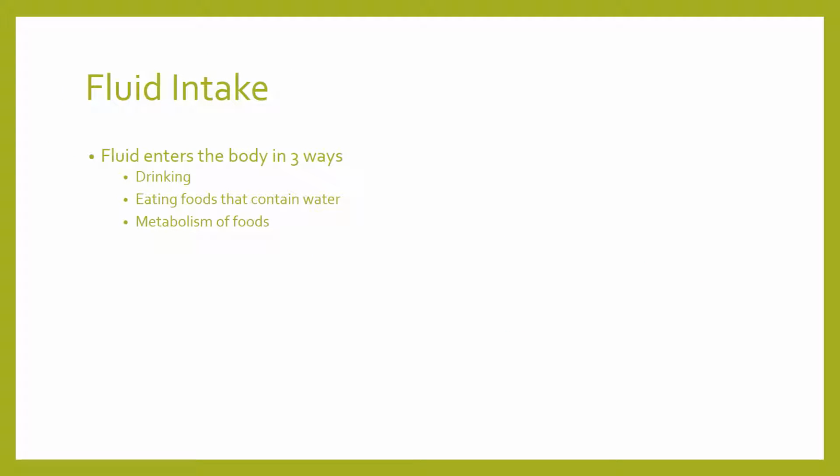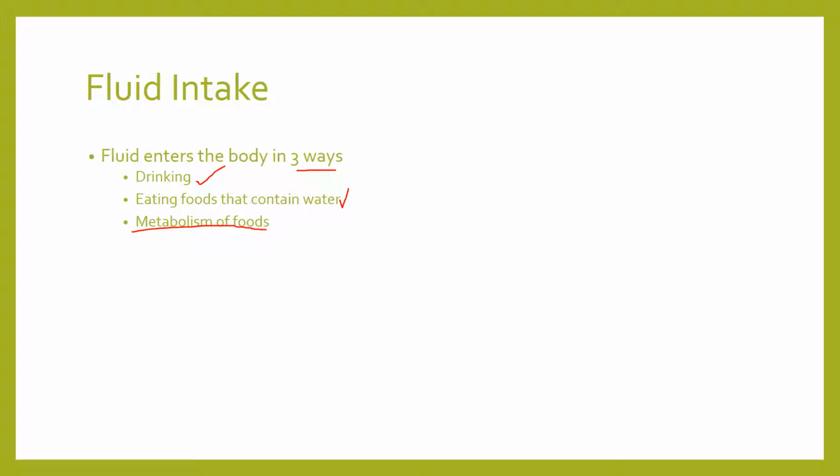So fluid intake is a big part of this part of the course, and basically the water and fluids can enter the body in 3 major ways. First of which, drinking. Obviously, if you drink a glass of water, it's going to go into the body. Eating, think about foods like celery, which has a lot of water, lots of fruits, watermelon, stuff like that, where if you eat it, you're also absorbing lots of fluid. And the last one is metabolism of foods.